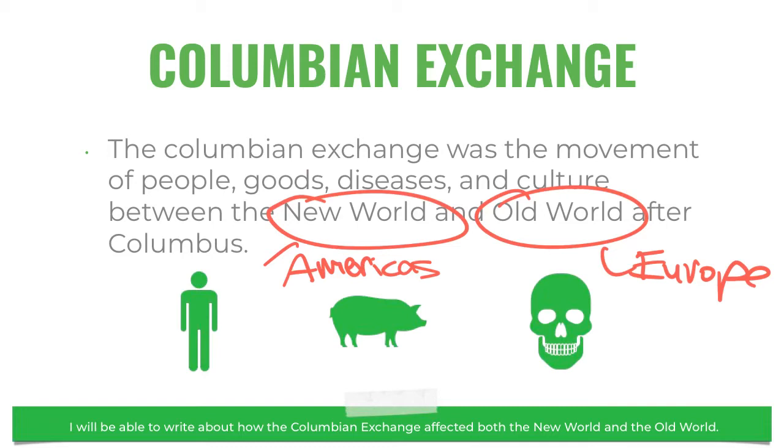Okay, so here's the definition. The Columbian Exchange was the movement of people, goods, diseases, and culture between the New World and the Old World after Columbus. There were many things that people in the Old World didn't know about and didn't have in Europe, and vice versa. People in the New World didn't know about some things that were in the Old World, and we're going to talk about some of those things.